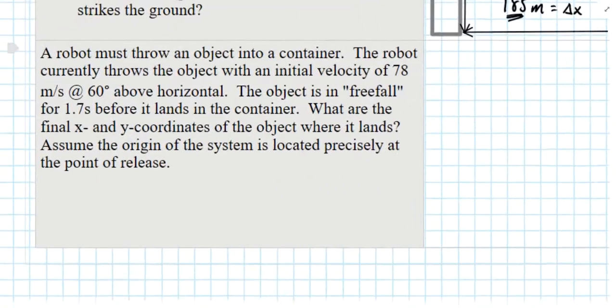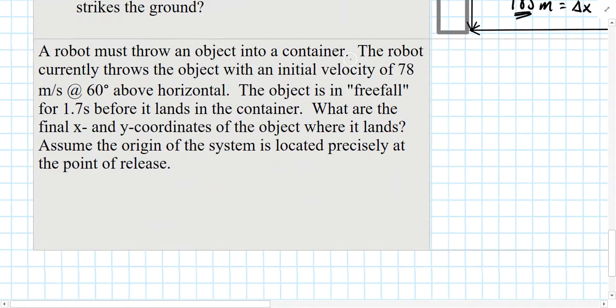Okay, so in this last example, we have a robot that must throw an object into a container. The robot throws the object with an initial velocity of 78 meters per second. That's pretty fast. At 60 degrees above horizontal, and the object is in free fall for 1.7 seconds before it lands in the container. Now, free fall is an important phrase here. Free fall means that there are no new forces being imparted on the object after it leaves the robot's hands or device, whatever's throwing this ball. So there's no wind resistance or air resistance that we have to worry about, but there is going to be acceleration due to gravity.